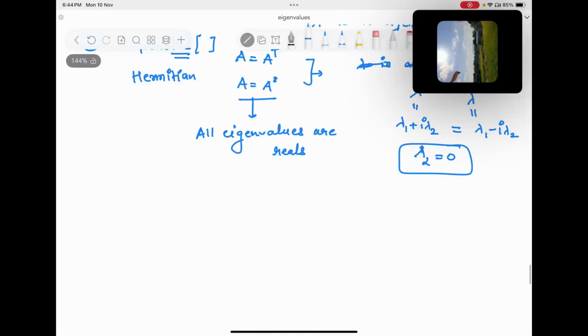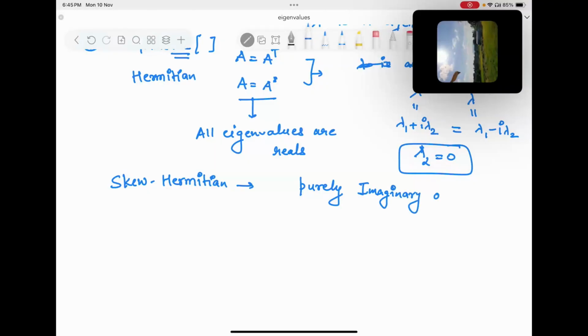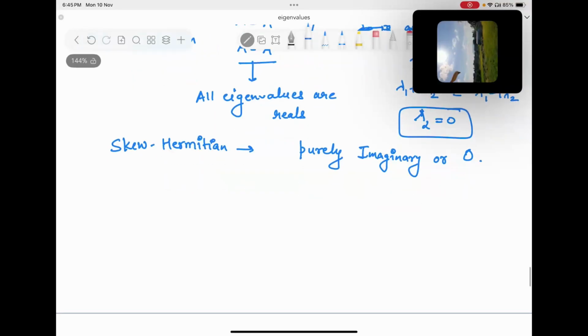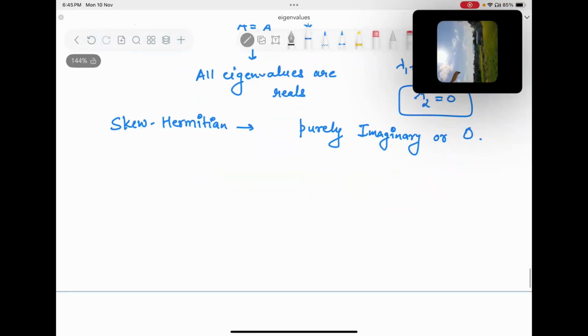Similarly, if you take a skew Hermitian matrix, then in this case the eigenvalues will be purely imaginary. Or you can get 0. 0 may be an eigenvalue of a skew Hermitian matrix.